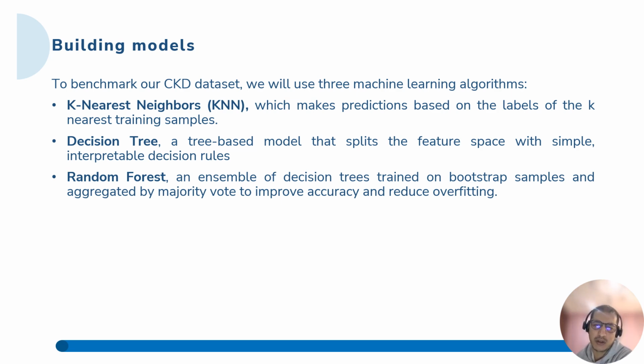We'll use three machine learning algorithms, the KNN, the K nearest neighbors. It's an algorithm that makes predictions based on the labels of the K nearest training samples. We'll use also the decision tree classifier. It's a tree-based model that splits the feature space with simple interpretable decision rules. And finally, we'll use the random forest. It's also a classifier that is an ensemble of decision trees trained on bootstrap samples and aggregated by majority vote to improve the accuracy and reduce the overfitting.